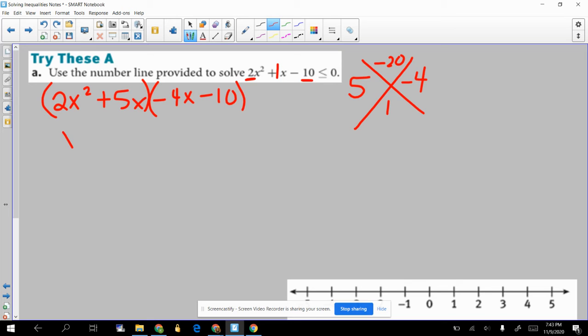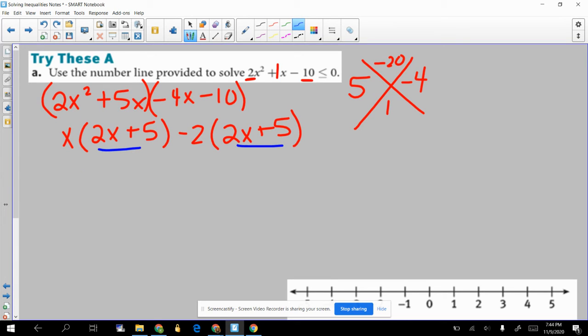And I can take out an x from here, and I'm left with 2x plus 5. And I can take out a negative 2 from here, and I'm left with 2x plus 5. All right, so remember these have to match up, so that becomes one of my factors.